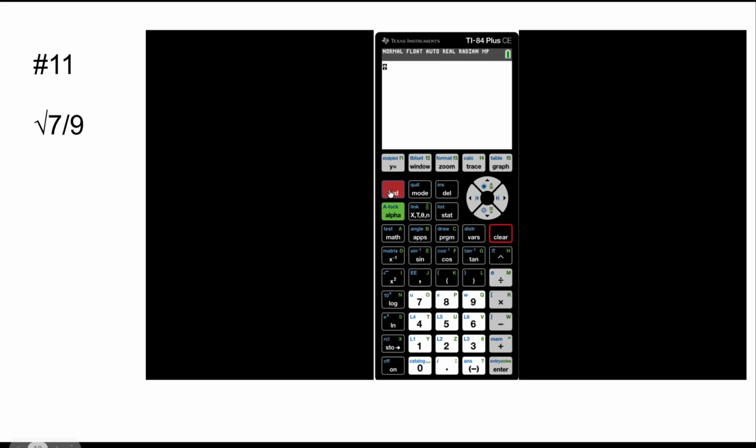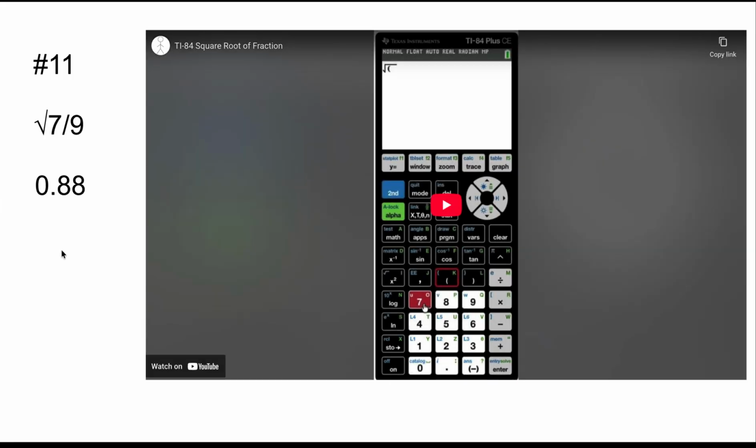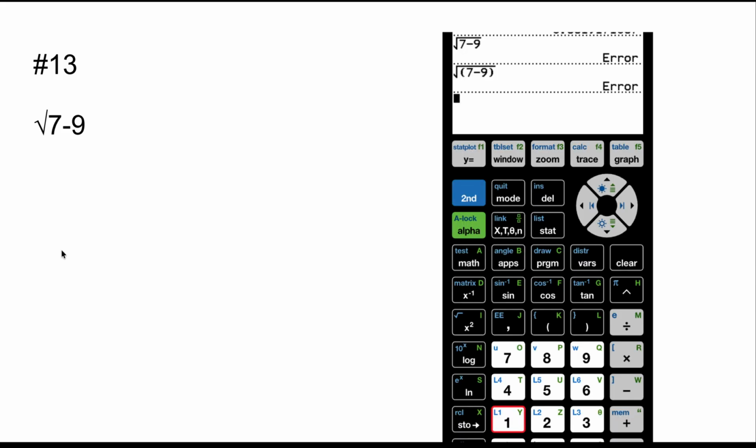So we're going to do our blue square root button, and then we're going to use an open parentheses, 7 divided by 9, close parentheses. This is 7/9, the square root of 7/9. We hit enter, and our answer, rounded to the nearest hundredth, is 0.88. Pretty easy, huh? Okay, number 13.